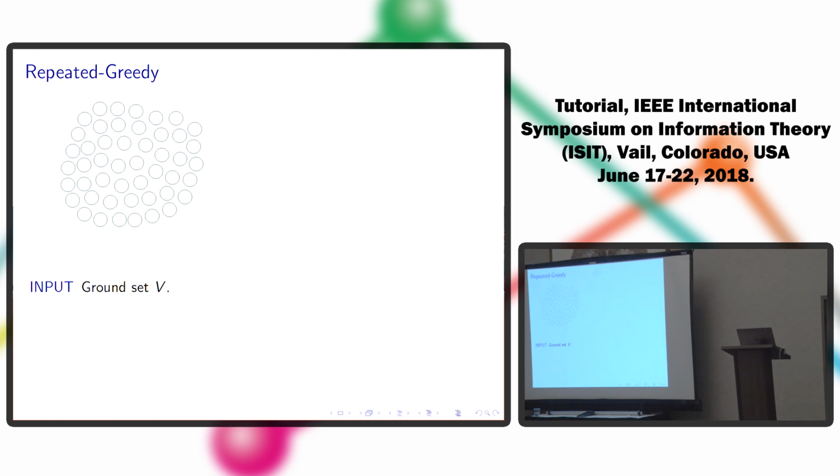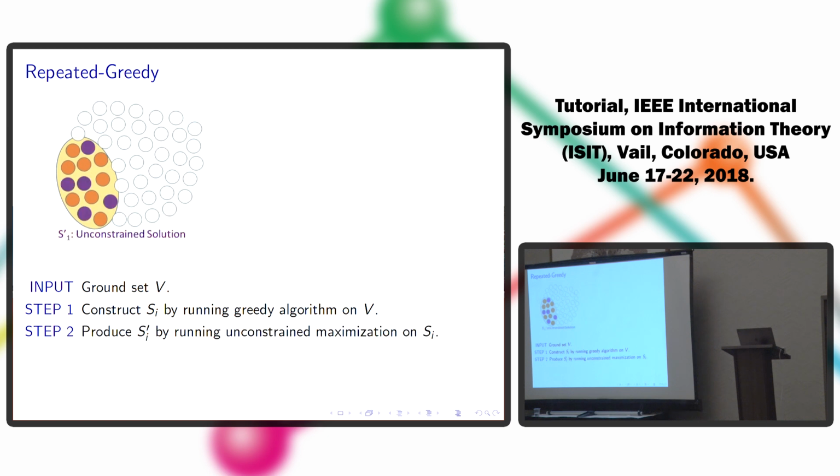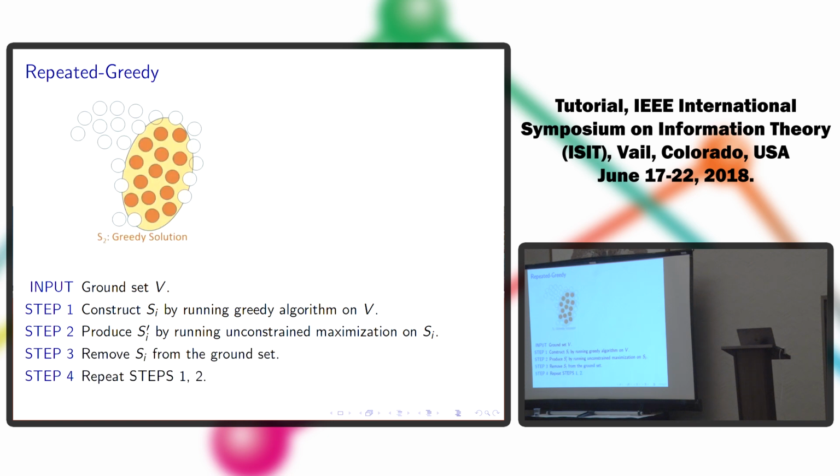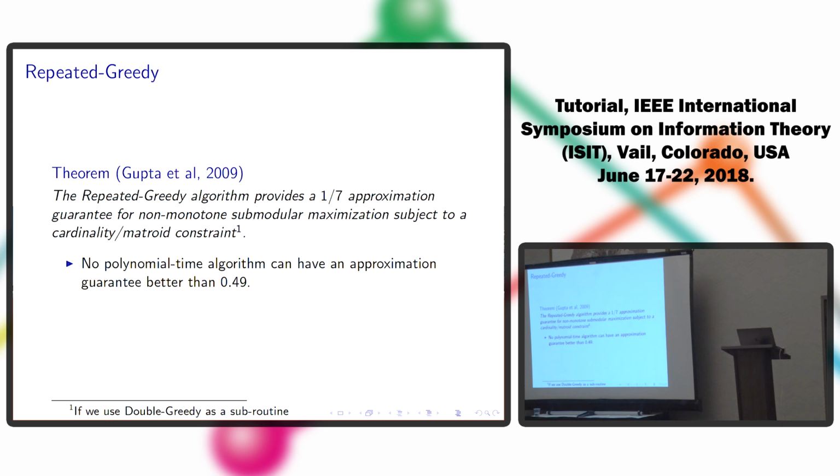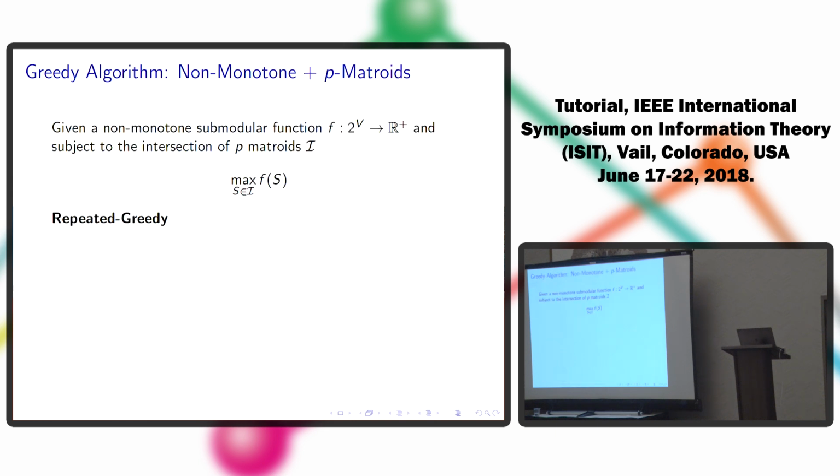Pictorially, this is it. I have a set V. I'm going to run the greedy, it's S1. I'm going to run the unconstrained maximization, it's S1 prime. Remove elements, do greedy, unconstrained, remove, and that's it. And then the best of this, I will return. Very simple, right? And again, it was shown that you can actually get a 1/7 approximation with this very simple algorithm. It's not the best approximation one can get. Better than 0.49 is NP-hard.